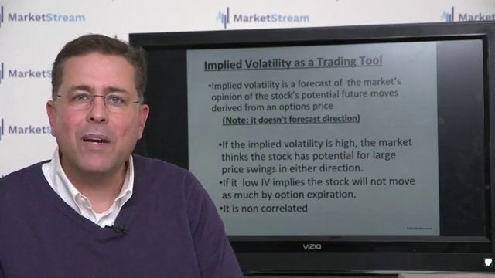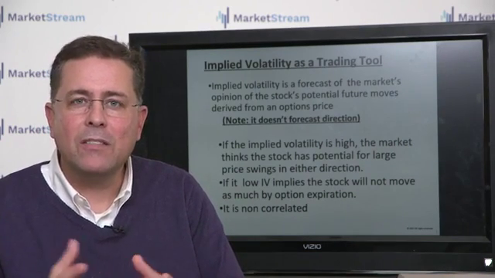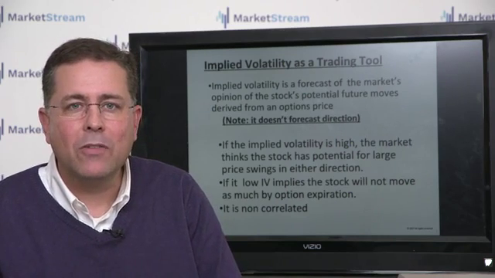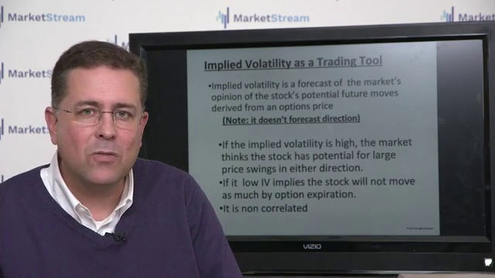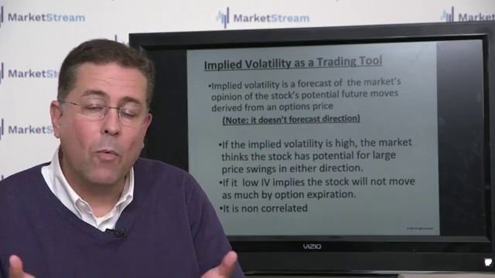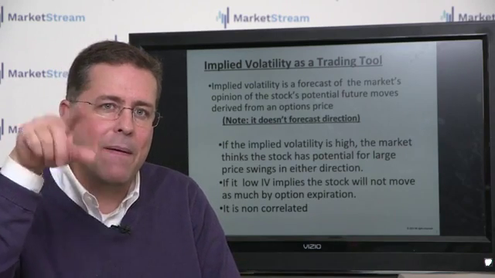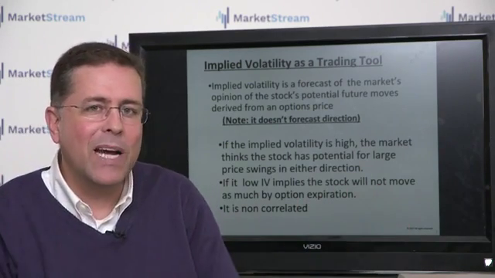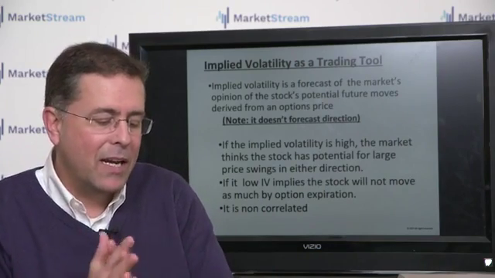Take a look at our markets right now. The volatility index, the VIX, is trading at around 11.30. That's historically low. What has the market been doing? Staying in a range. Now we're starting to get it.